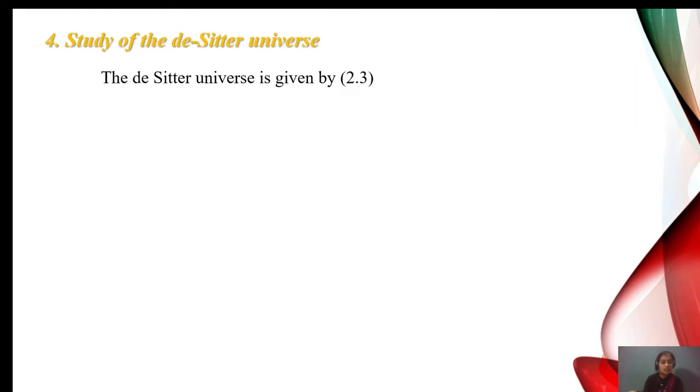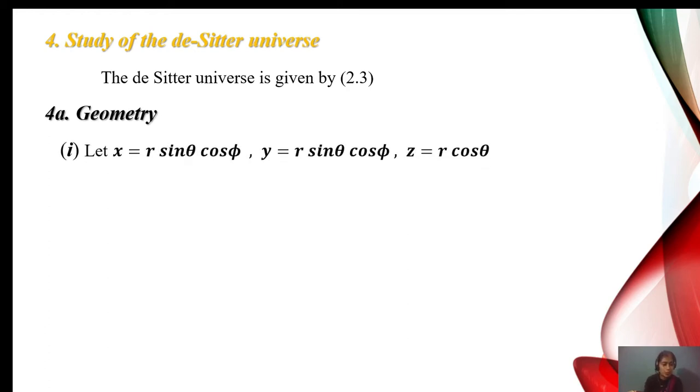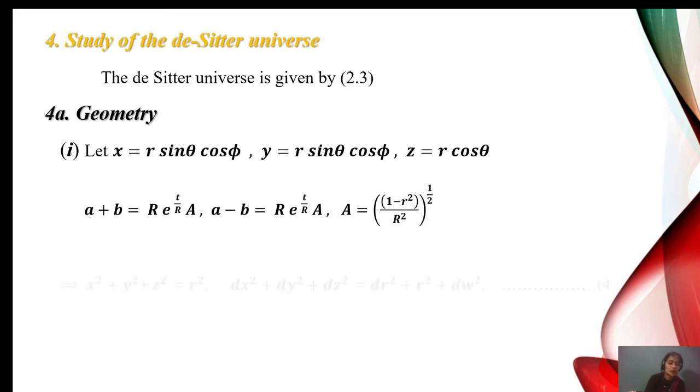The de Sitter universe is given by the equation. First we consider the geometry. In geometry, x equals r sin theta cos phi, y equals r sin theta sin phi, and z equals r cos theta. You know that a plus b equals R e to the power t by R, a minus b equals R e to the power minus t by R, and a equals (1 minus r square upon capital R square) to the power half.